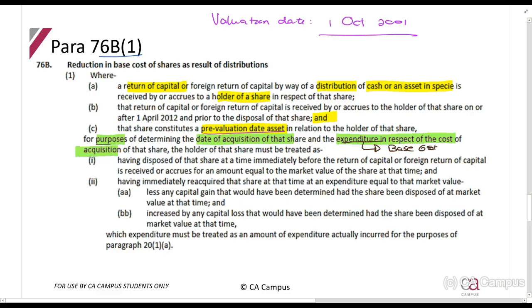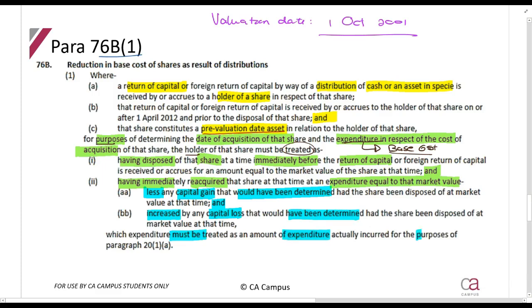So they say, for purpose of determining the base cost, the holder of the shares must be treated as having disposed of the share immediately before the return of capital and having immediately reacquired that share at an expenditure equal to the market value, less any capital gain that would have been determined, and increased by any capital loss that would have been determined. And that must be treated as an amount of expenditure incurred for the purposes of paragraph 21a, which is the base cost.